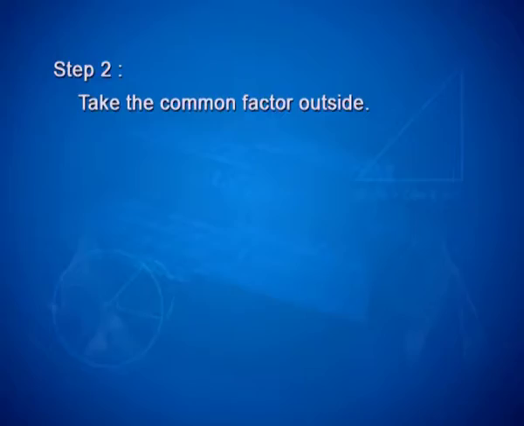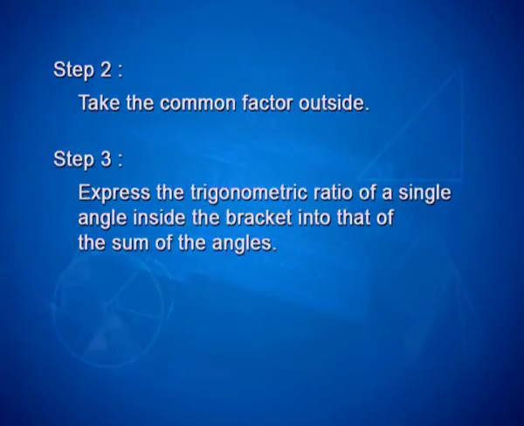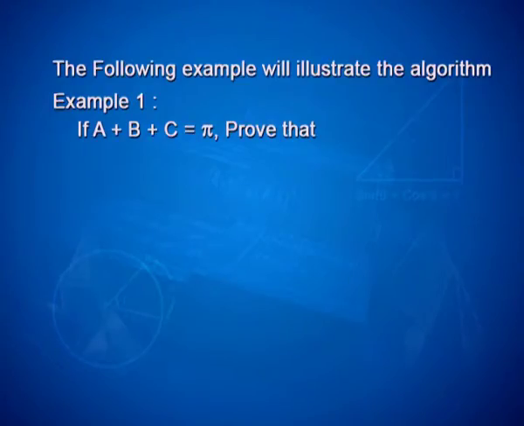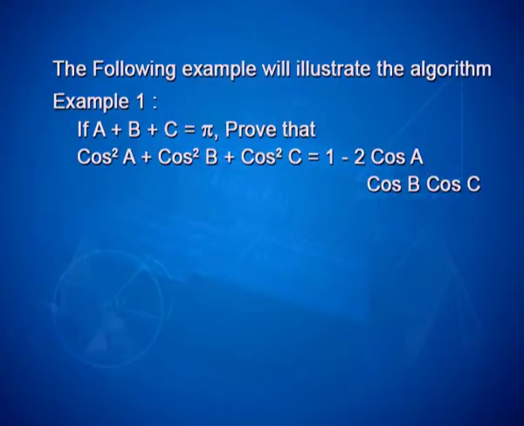In step 2, take the common factor outside. In step 3, express the trigonometric ratios of the single angle inside the bracket into that of the sum of the angles. In step 4, use the formula to convert the sum into product. The following example will illustrate the algorithm. If a plus b plus c is equal to pi, prove that cos square a plus cos square b plus cos square c is equal to 1 minus 2 cos a into cos b into cos c.